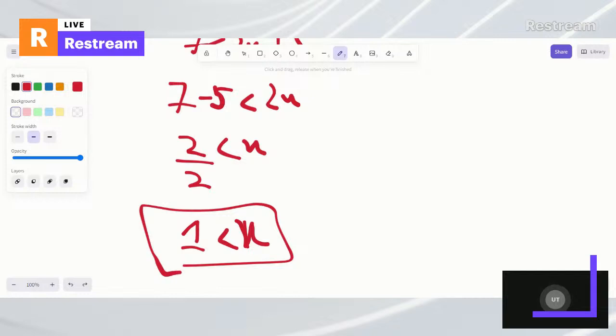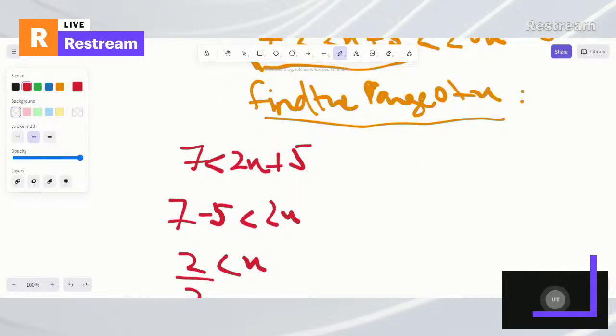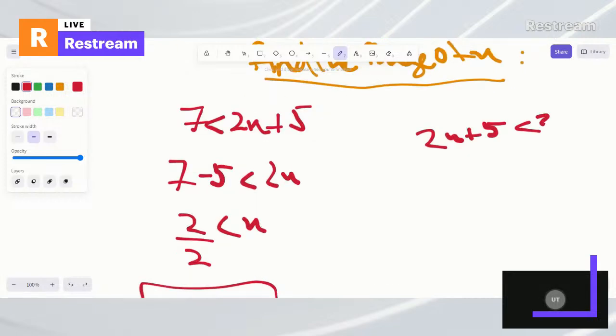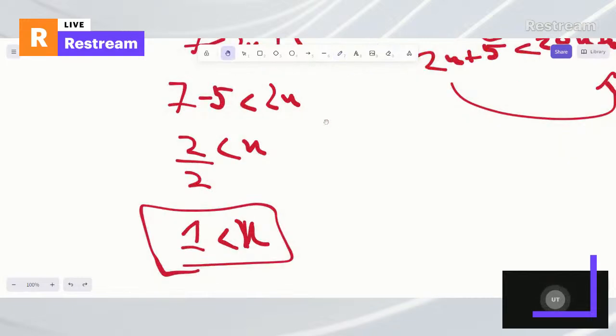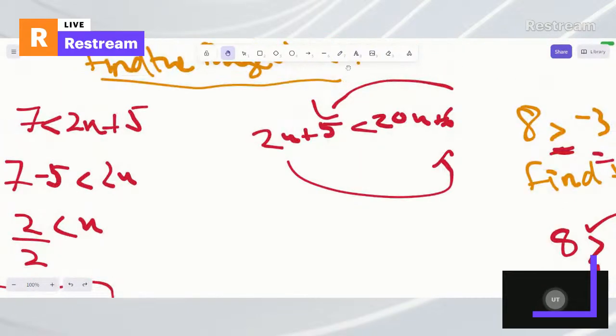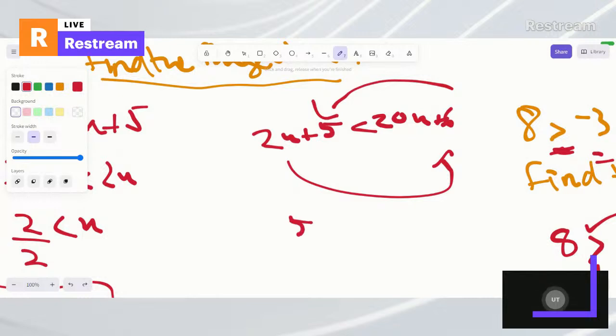We've got the first inequality. Now let's do both of these together. So it's going to be 2x plus 5 less than 20x plus 6, right? If I move 2x to the other side and 6 to this side, what will it become? It will become 5 minus 6 is less than 20x minus 2x.